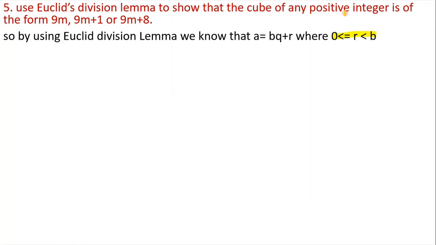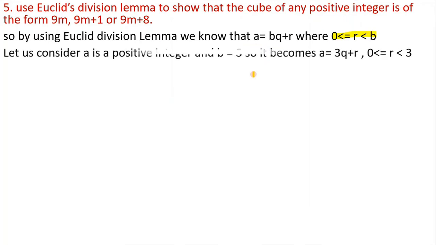Okay, now let us consider a to be any positive number and the value of b equal to 3. Then it becomes a equals 3q plus r, where the range of r lies between 0 less than or equal to r less than 3. That is, the value of r is r equal to 1, r equal to 2 and r equal to 0. Okay. Now, we are considering the first case, that is r equal to 0 in this general equation. Then we get a equals 3q.